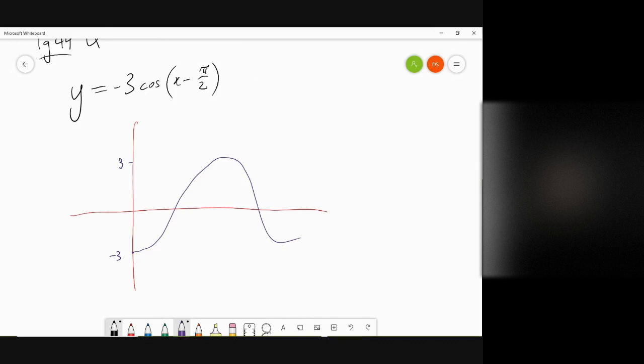But this part here, this is C, right? C is where it starts. So where does your cosine curve start? Pi on 2. So I'm going to call this 0. I'm going to call this pi on 2. I'm going to call this pi. I'm going to call this 3 pi on 2. I'm going to call this 2 pi. And I'm going to call this 5 pi on 2. All right?